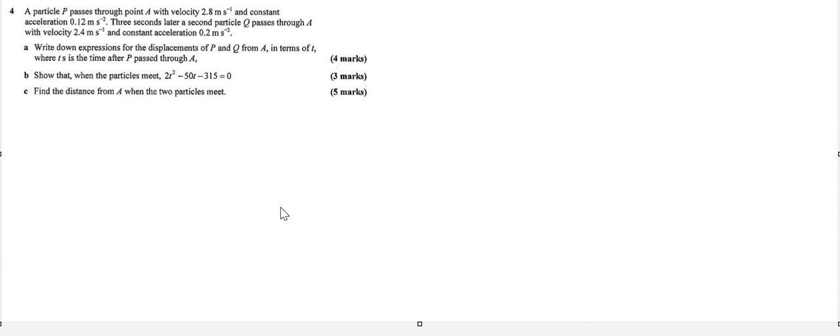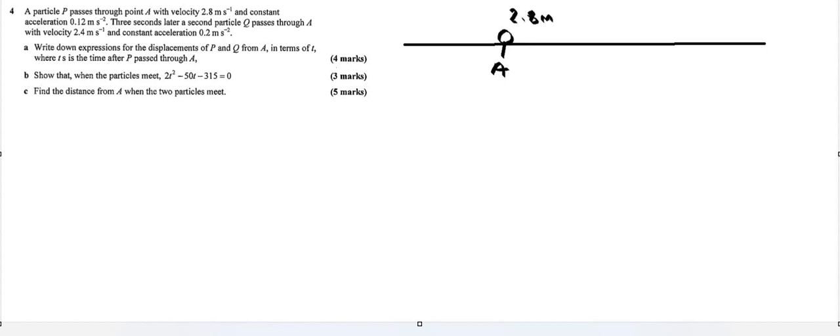Okay, so here's the two object problem. We've got two particles in this question. We've got a surface, and we have got point A, and it says that particle P passes through A with a velocity of 2.8 meters per second.